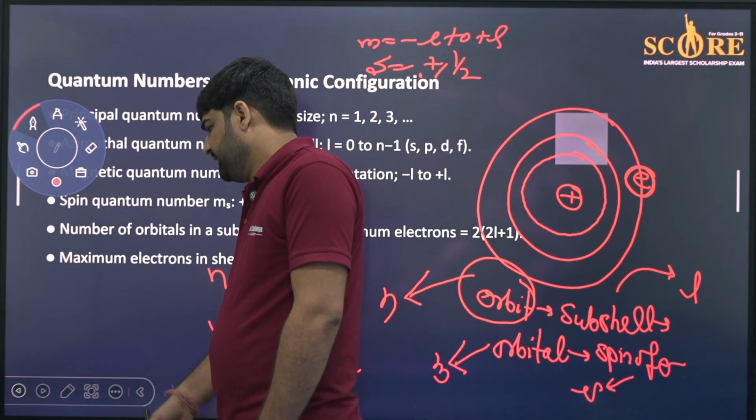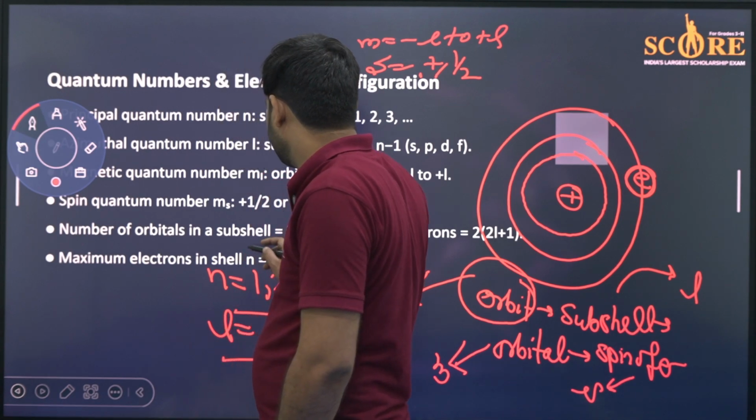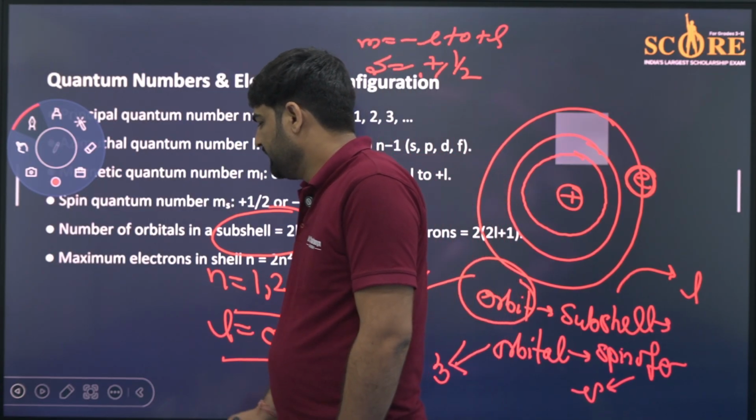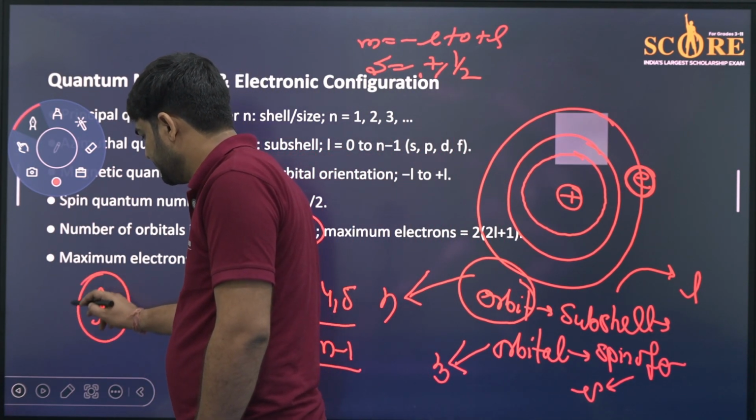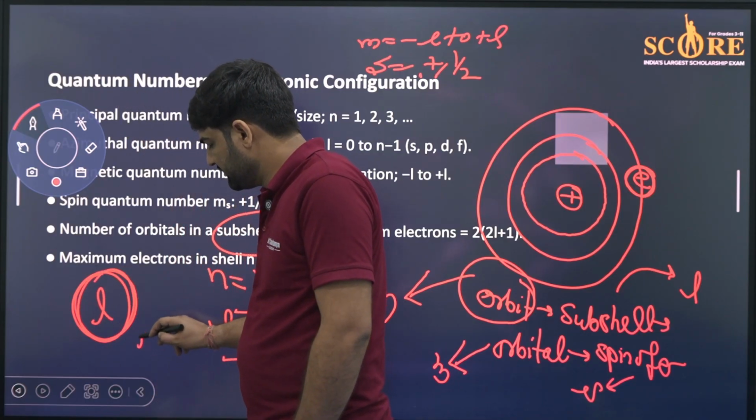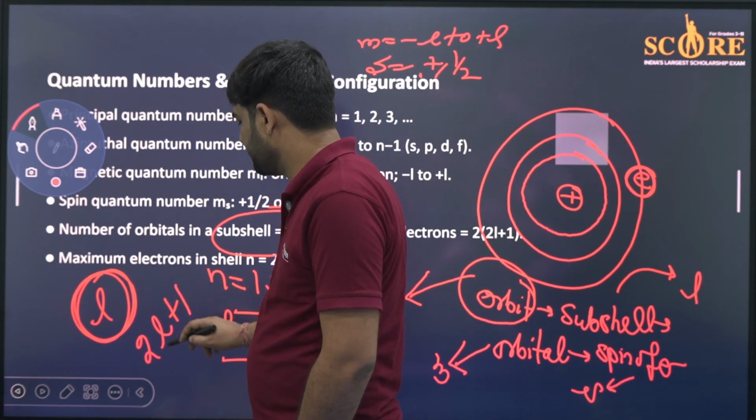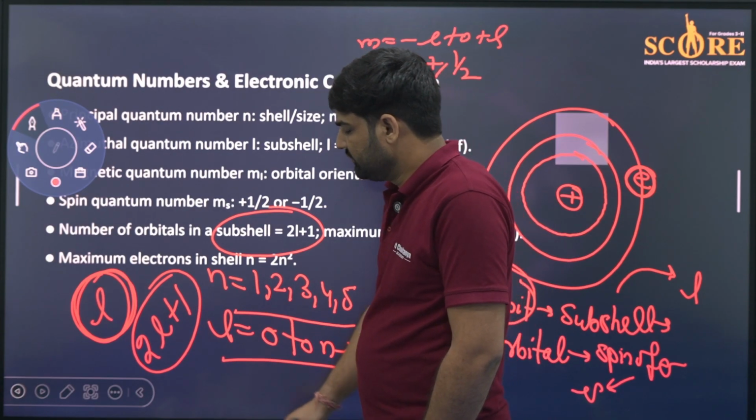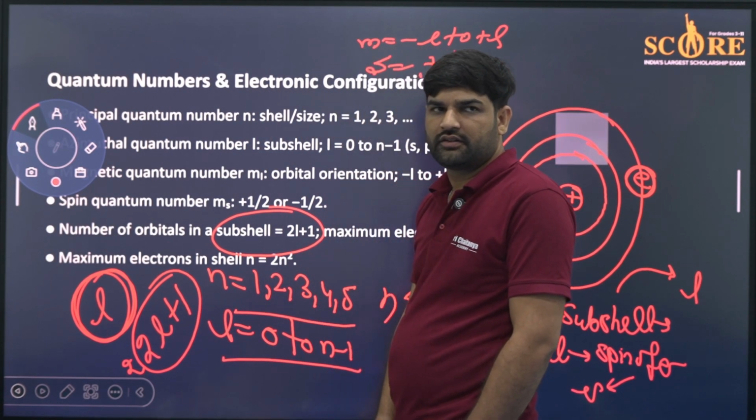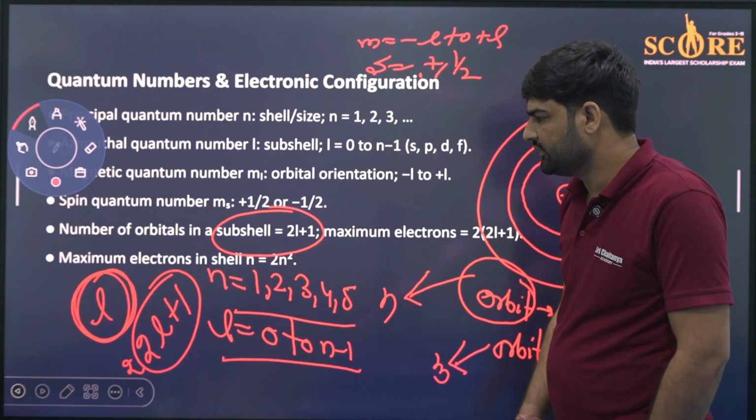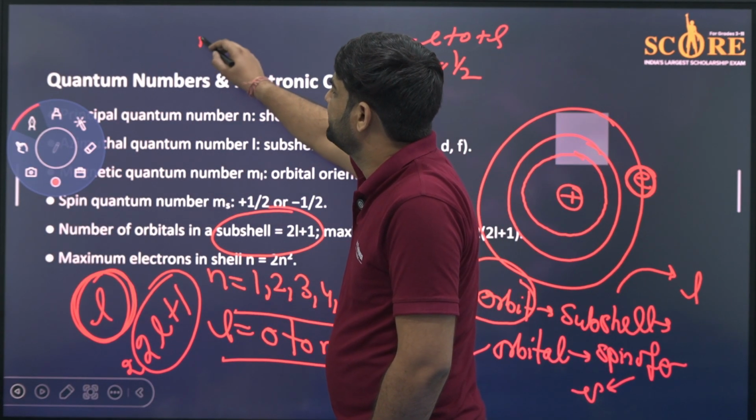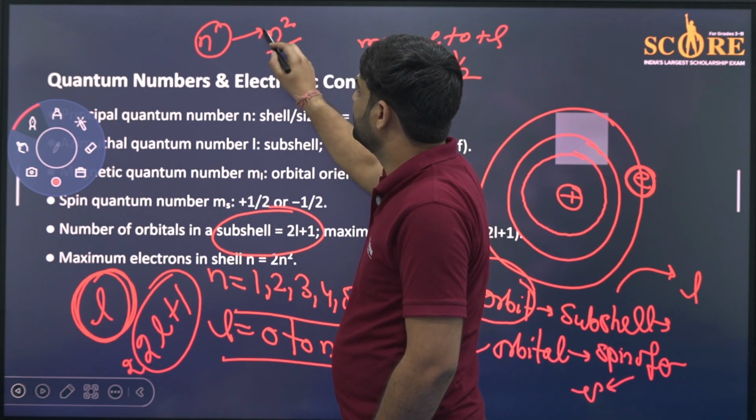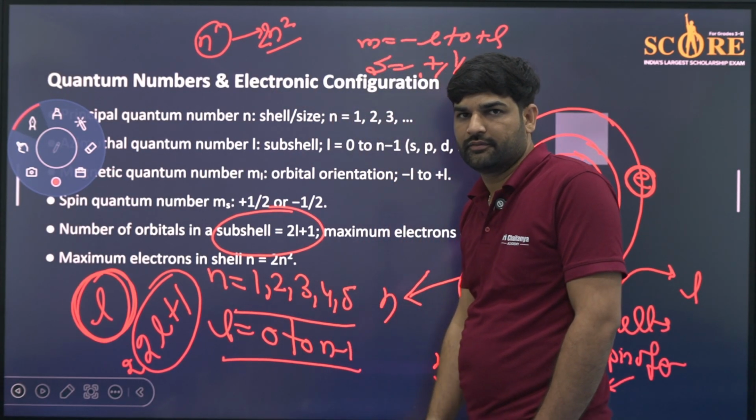Now we start something related to formulas. Number of orbitals: if you have a particular subshell, and you want to find the number of orbitals, then it will be 2l plus 1, and the maximum number of electrons will be 2 times this, because one orbital can accommodate a maximum of 2 electrons with opposite spin. If the shell is n, then n square is the number of orbitals and 2n square is the maximum number of electrons.